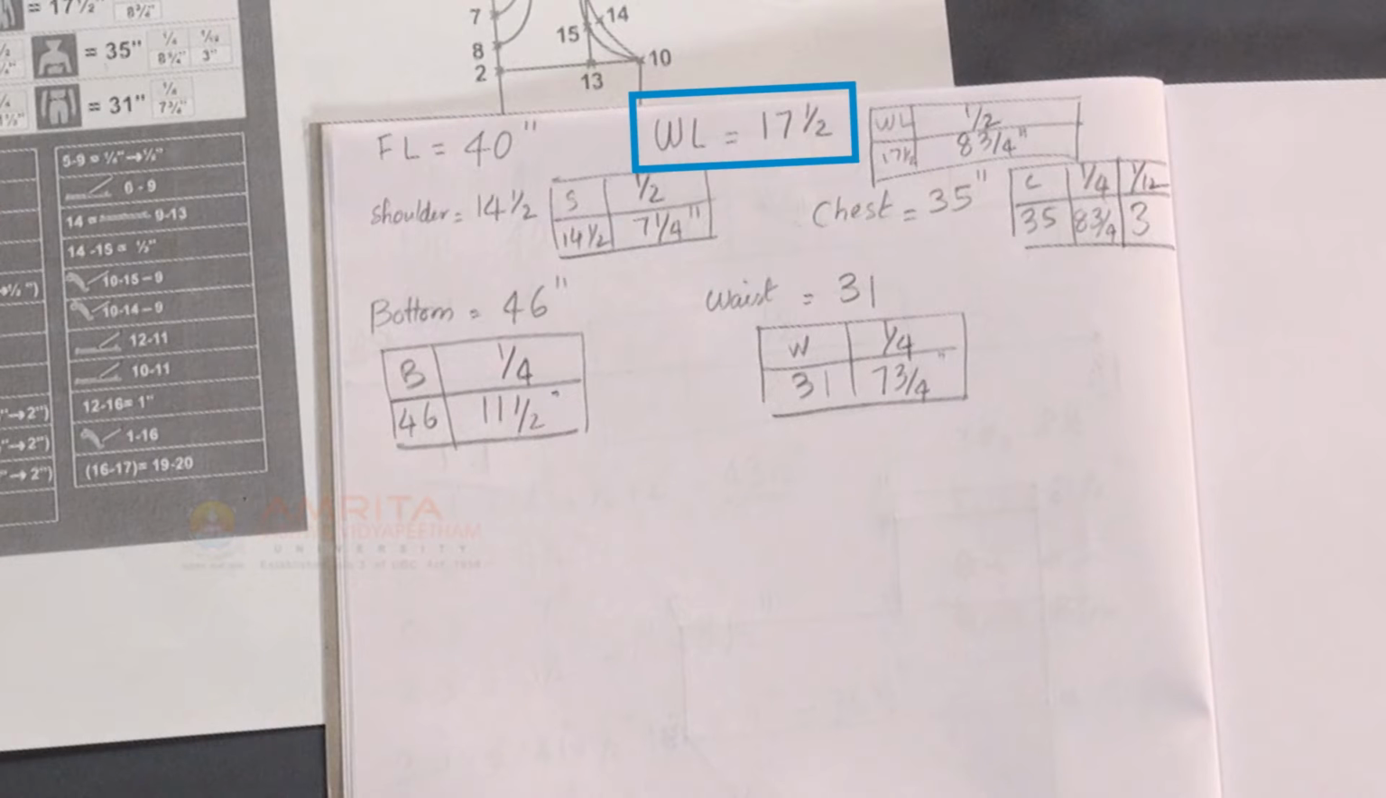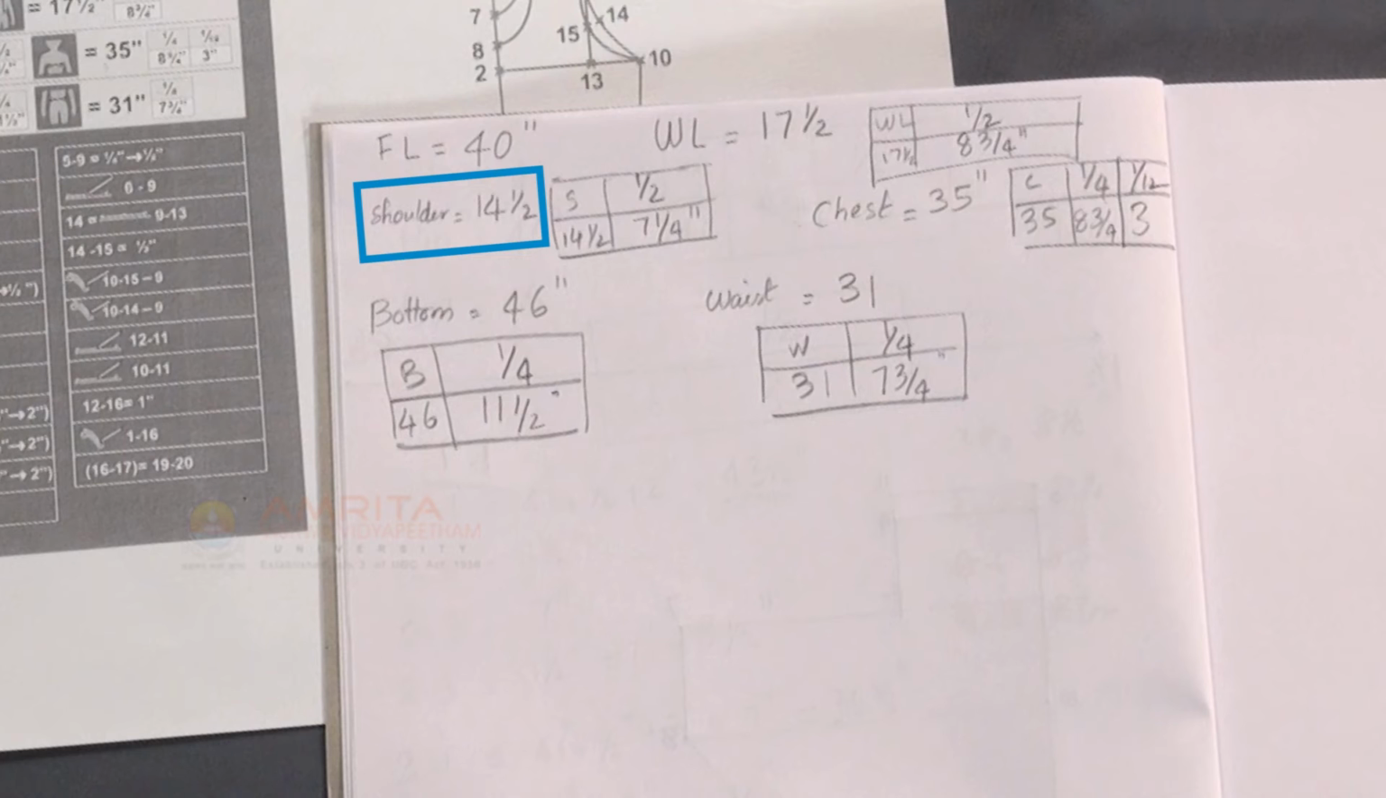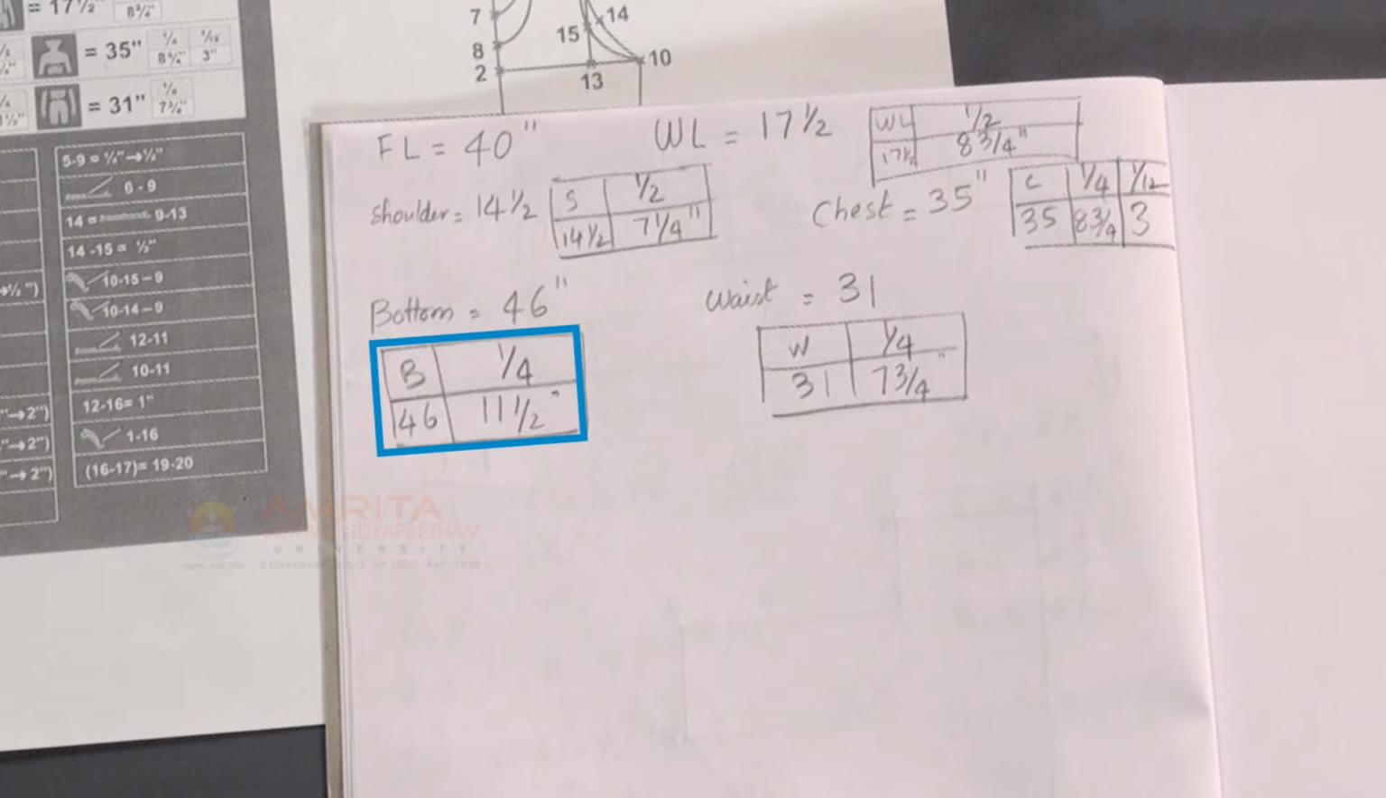Here, our waist length is 17.5 inches. Half of it is 8 3/4 inches. Shoulder width is 14.5 inches. Half of it is 7.25 inches. Here, the chest circumference is 35 inches, so quarter of it is 8 3/4 inches and 1/12 of it is 3 inches. Quarter of the bottom width, which is 46 inches, is 11.5 inches. Finally, quarter of the waist circumference, which is 31 inches, is 7 3/4 inches.